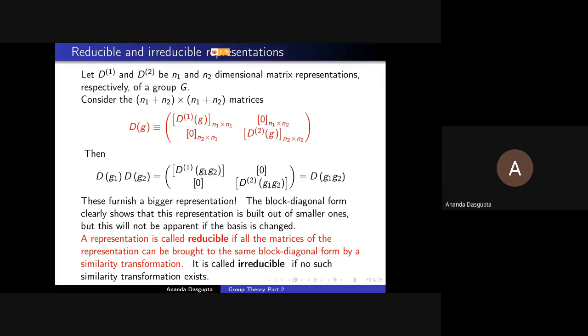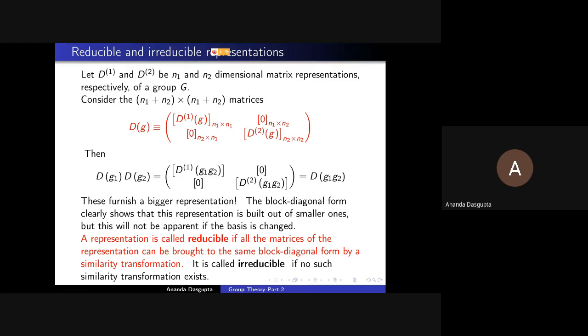So what we are going to now do is build up the machinery which will tell us, given a representation, whether it is reducible or irreducible. And it might come as a big surprise that ultimately all that you need to know are the characters. If you know the characters, that's enough. You don't even need to know the entire matrices, at least to find out whether they're reducible or irreducible. And even more, some more information from there.